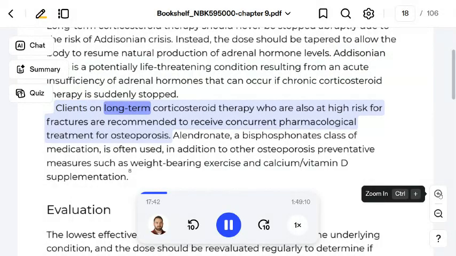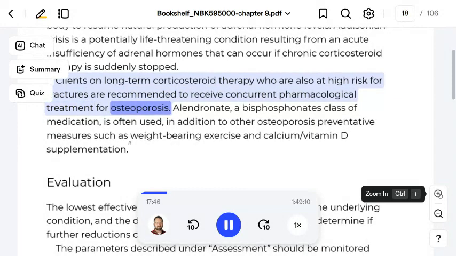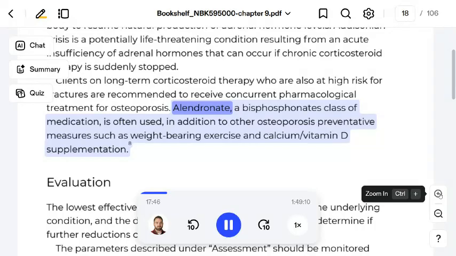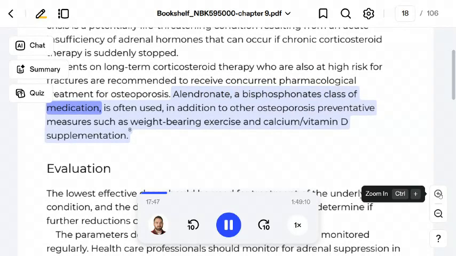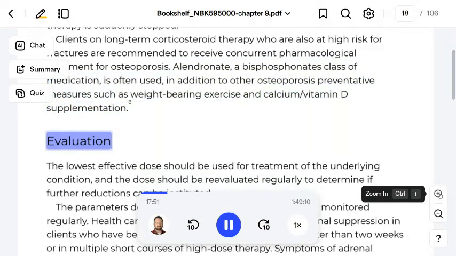Clients on long-term corticosteroid therapy who are also at high risk for fractures are recommended to receive concurrent pharmacological treatment for osteoporosis. Alendronate, a bisphosphonate class of medication, is often used, in addition to other osteoporosis preventative measures such as weight-bearing exercise and calcium and vitamin D supplementation.